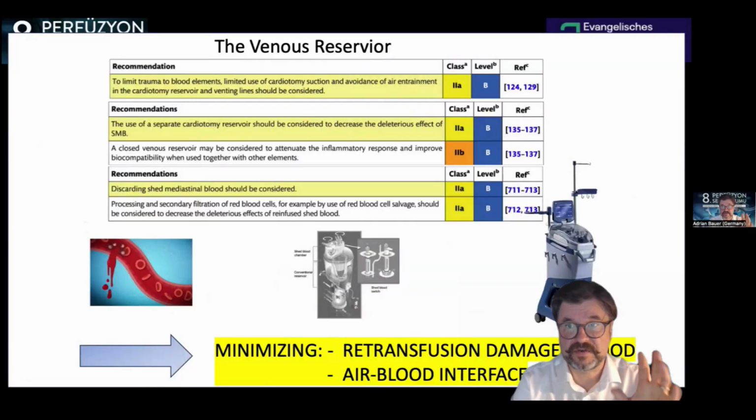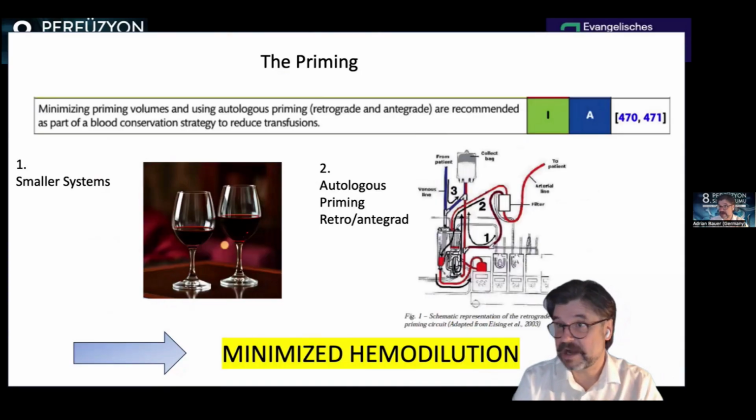We can also look at the venous reservoir and find a lot of recommendations there to limit the trauma to the blood elements: to use separate cardiotomy suction, and to use a closed venous reservoir. We have a recommendation of 2B. And if you look at mediastinal shed blood, it should be considered to discard it. I never would do that. I think the better way is to use a cell saver to have the possibility to get the red cells back at least. But minimizing that effect is also recommended.